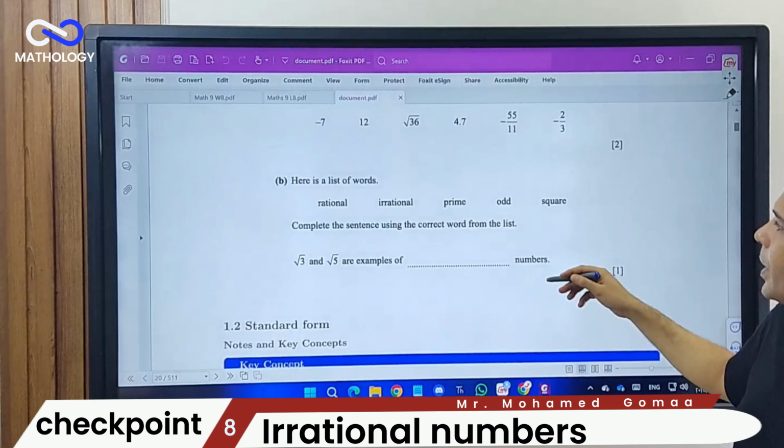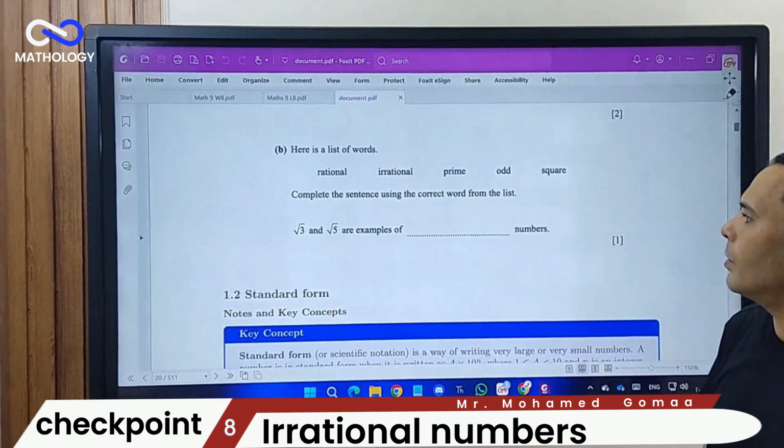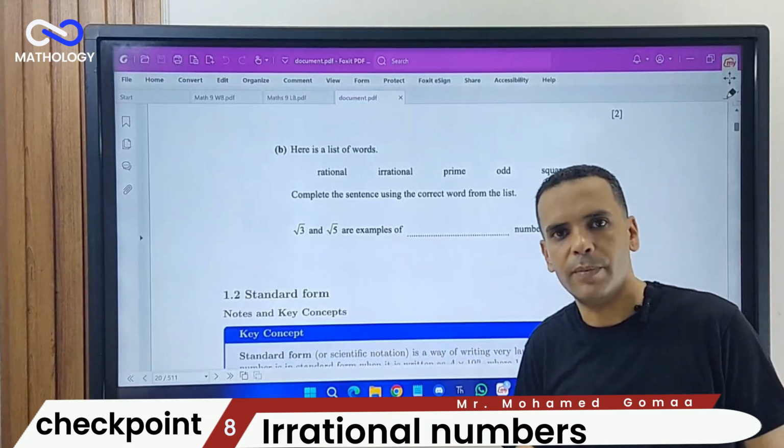Rational, irrational, prime, odd, square. Root 3 and root 5 are examples of irrational numbers.